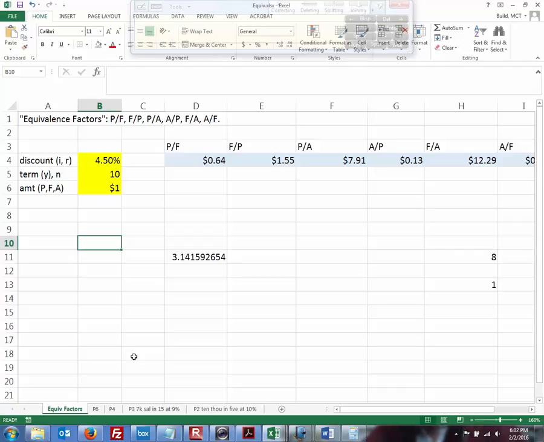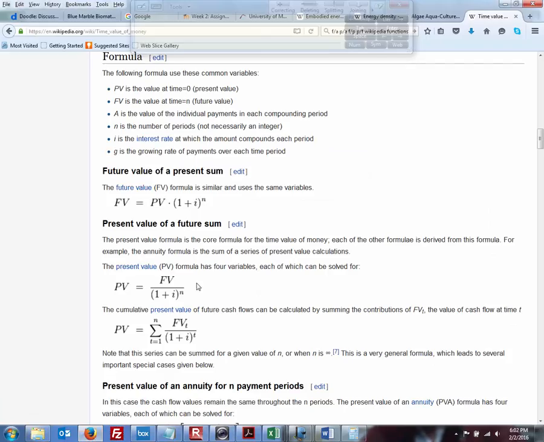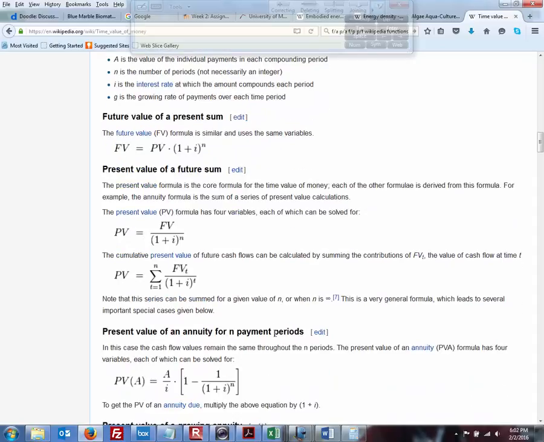But if we go back to the website where we just were, we can see that you've seen powers before. That's nothing too crazy. This one we won't worry about for now. What you can see, though, is that this future value equation and this present value equation are just the same thing. They're just rearranged, solved algebraically for each other. Those two are the simplest ones, the P versus the F.